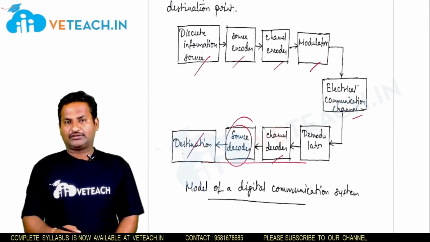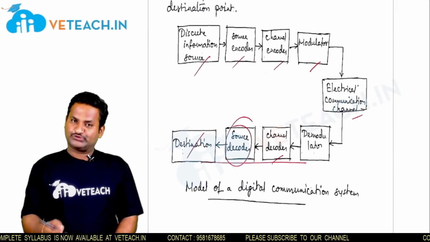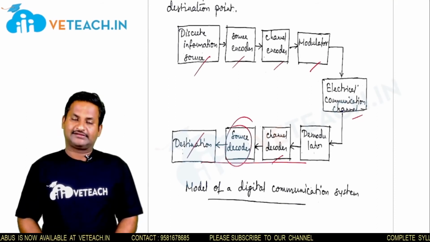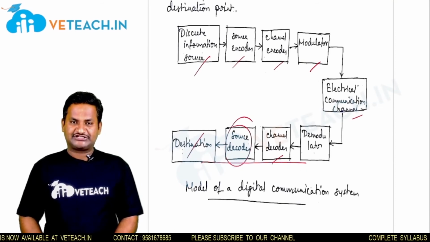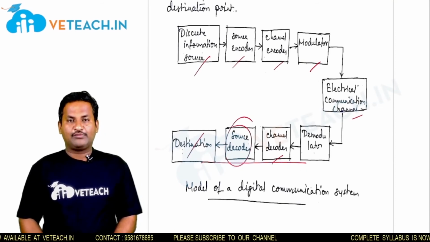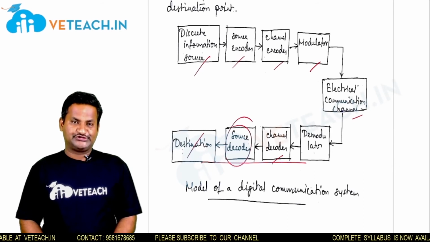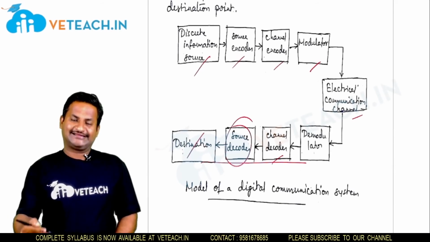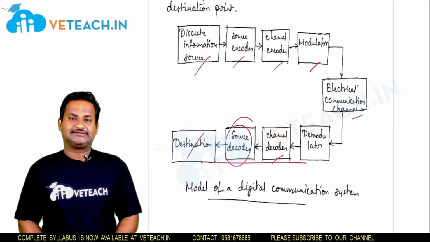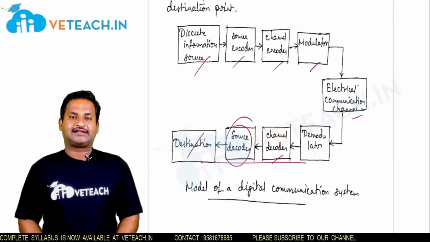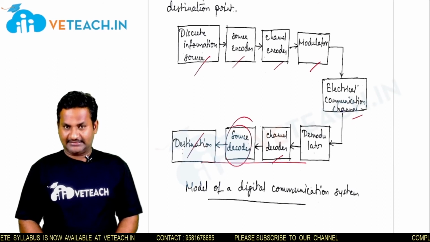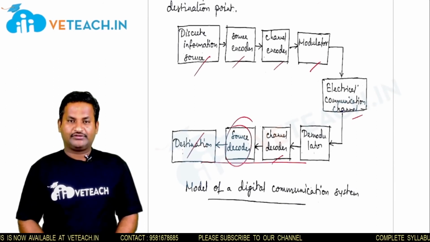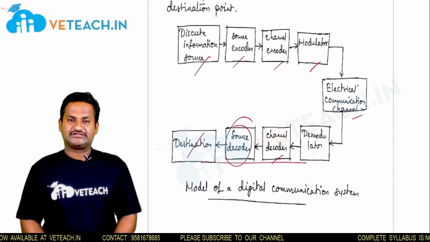The basic system block diagram consists of information source, source encoder, channel encoder, transmitter, and electrical communication channel. The receiver section consists of demodulator, channel decoder, source decoder, and destination. The channel acts as a connecting path between the transmitter and receiver. Here the data is transmitted in the form of digital and received in the form of digital. So the name digital communication applies.